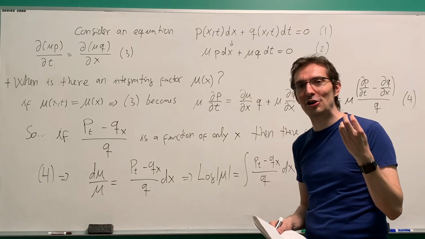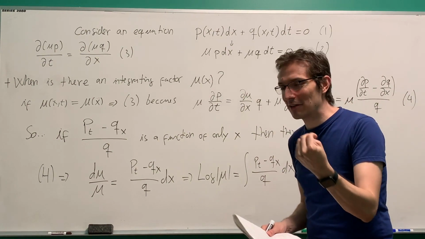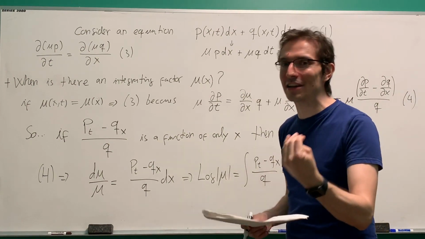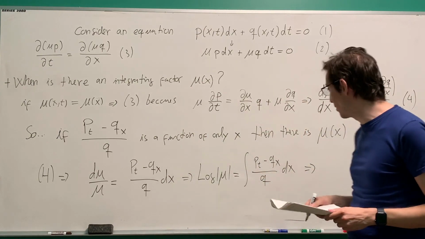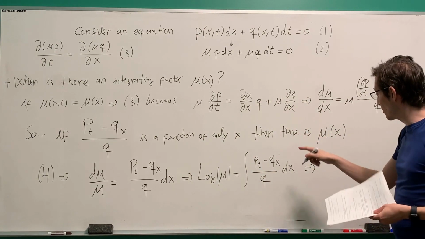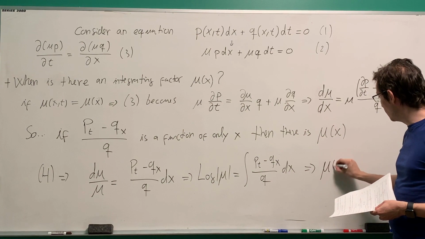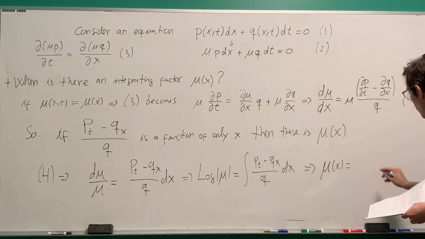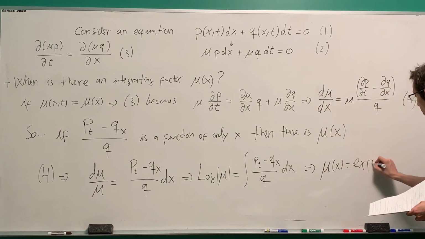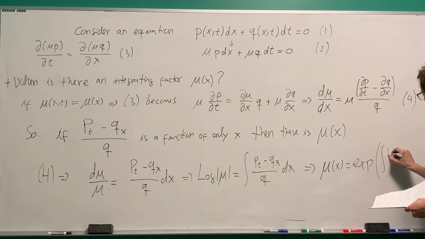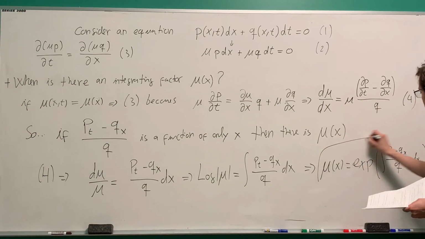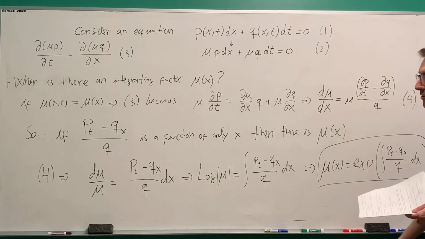The integrating factor is not the final result that we want, it's a means to an end. It's a means that allows me to integrate the equation. So if I take exponentials on both sides, I get that mu of x is going to be equal to the exponential of the integral of (pt minus qx) divided by q dx. There you go. And that is your integrating factor.